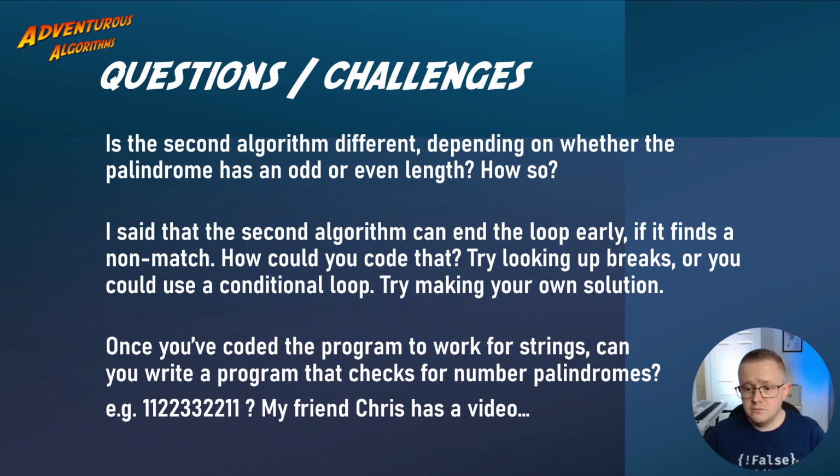And can you come up with your own palindrome tester? Does that give you the same results for the second algorithm as it does for the first algorithm? And then once you've coded that the program works for strings, can you write one that checks for numbers? So in Chris's video, which again I'll put up there, he's got a palindrome problem that's a number. If I generate maybe a random number, like 1122332211, that's a palindrome of a number, right? But this algorithm would need us to turn that into a string and then treat it as a string to do substrings. So can you do that in your programming language?